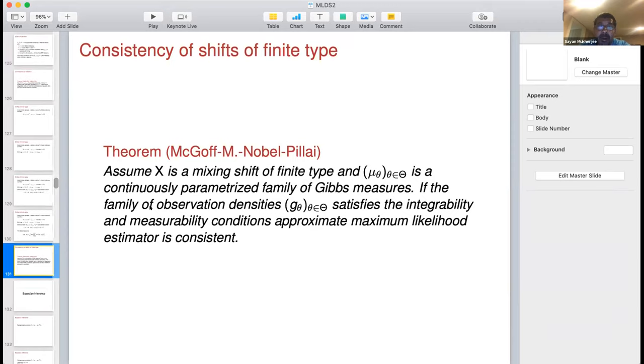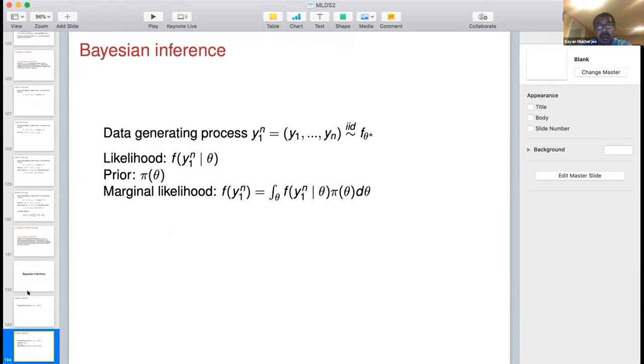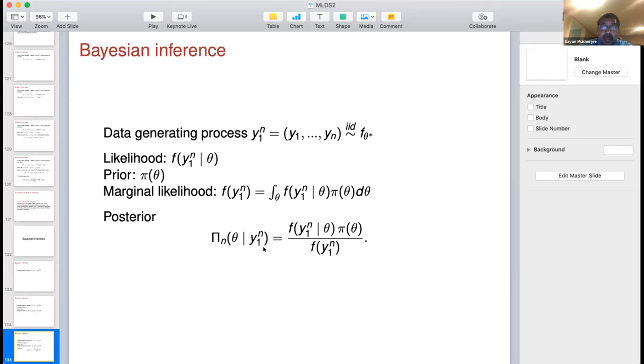Okay, I'm gonna now talk about Bayesian inference and talk about in much more detail Gibbs measures. And I'm gonna try to give you some intuition about, you know, what they are, okay? So I have a data generating process, classic Bayesian inference. You have a parameter theta, you have a likelihood, you have a prior, you have a marginal likelihood. And this is Bayes' rule, which in the previous talk, Michele did not like, but you know, it's okay. Some of us still do use Bayes' rule.